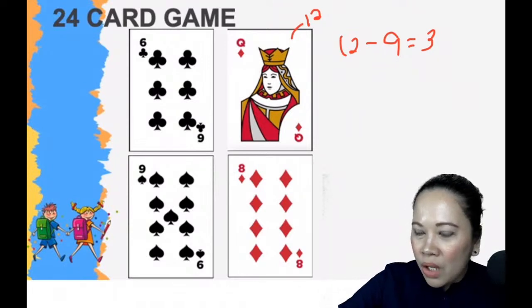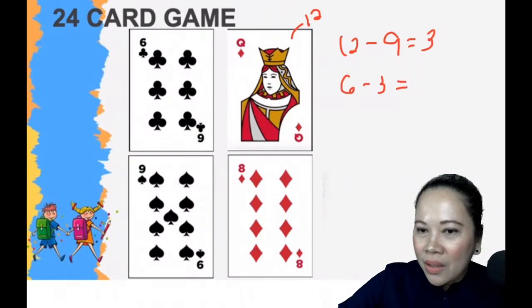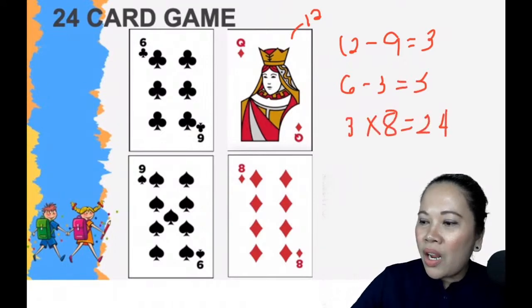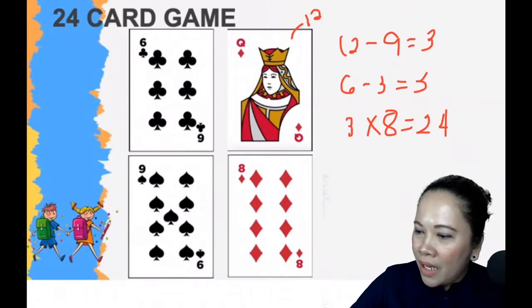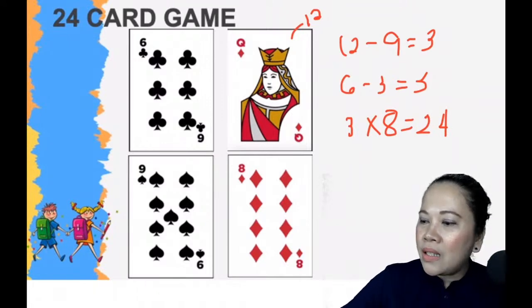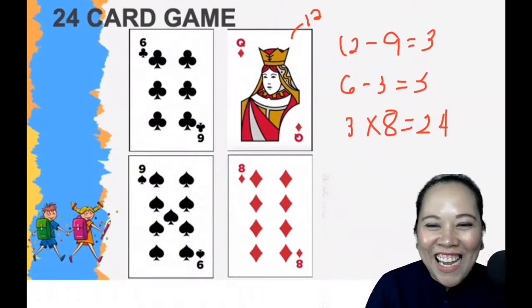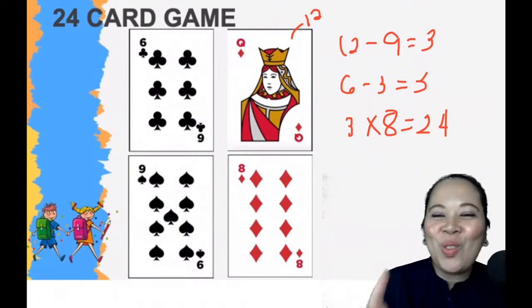I think it should be 6 minus 3 is 3, and 3 times 8 is 24. 12 minus 9 is 3. 6 minus 3 is 3. 3 times 8 is 24. Well done, Nirda Agreste. You just won.